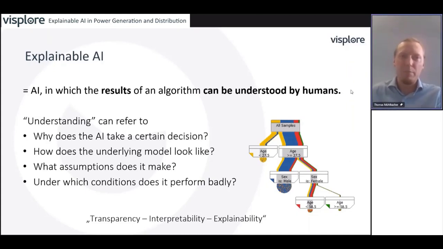As a very simple example, look at this decision tree on the right here. This decision tree helps to predict if a person belongs to a certain category. Like this. In such a model, the decision rules make clear why this model takes a certain decision. And you can even visualize how the model looks. And you can even visualize how certain the decision is here. So explainable AI is about transparency, interpretability, explainability. These are just some benefits of using such a model instead of a deep neural network, for example.